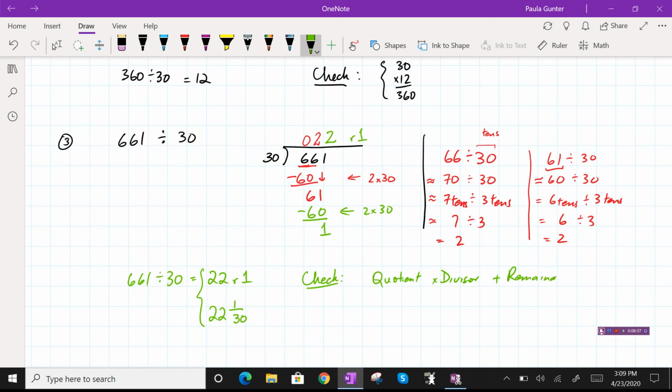Earlier, the remainders were 0, so we didn't have to do any addition. What was the quotient? Quotient is 22, the divisor is 30, and then we add the 1. I'll leave that for you to do, 22 times 30, and then you add 1 to that answer. You should end up with 661.